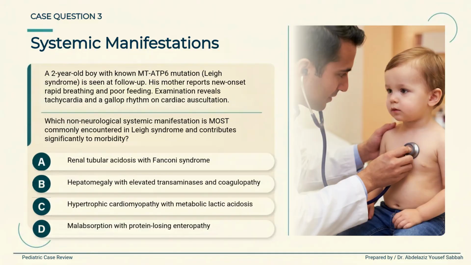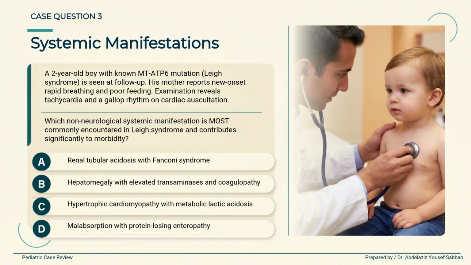Case question 3. A 2-year-old boy with a known mitochondrial ATP6 mutation, confirmed Leigh syndrome, is seen at follow-up. His mother reports new onset rapid breathing and poor feeding. Examination reveals tachycardia and a gallop rhythm on cardiac auscultation. Which non-neurological systemic manifestation is most commonly encountered in Leigh syndrome and contributes significantly to morbidity?